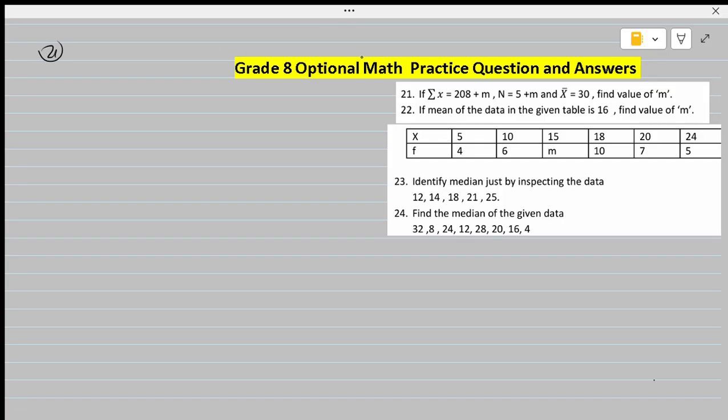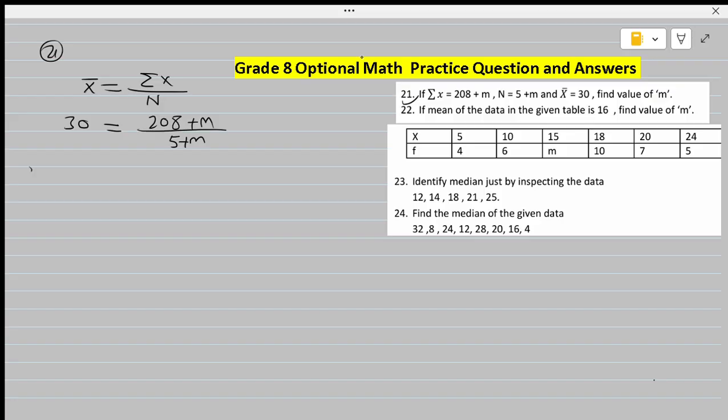So what's here in 21? Summation x is given as 208 plus m and number is given as 5 plus m. Mean value is given as 30. So what is the value of m? Things are very much the same. We have to use the formula of mean first: summation x by number. The value of mean is 30, summation x is 208 plus m, and number is 5 plus m.